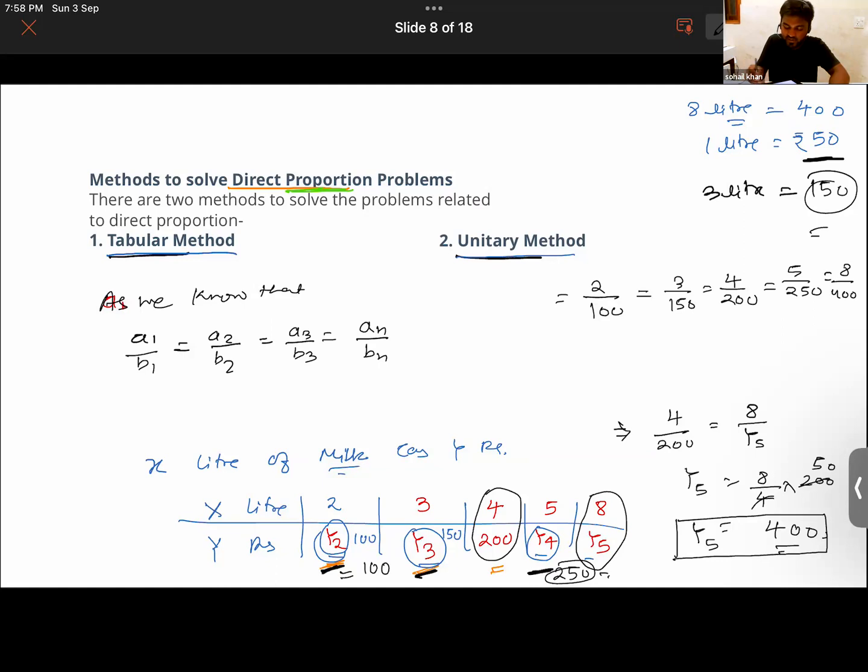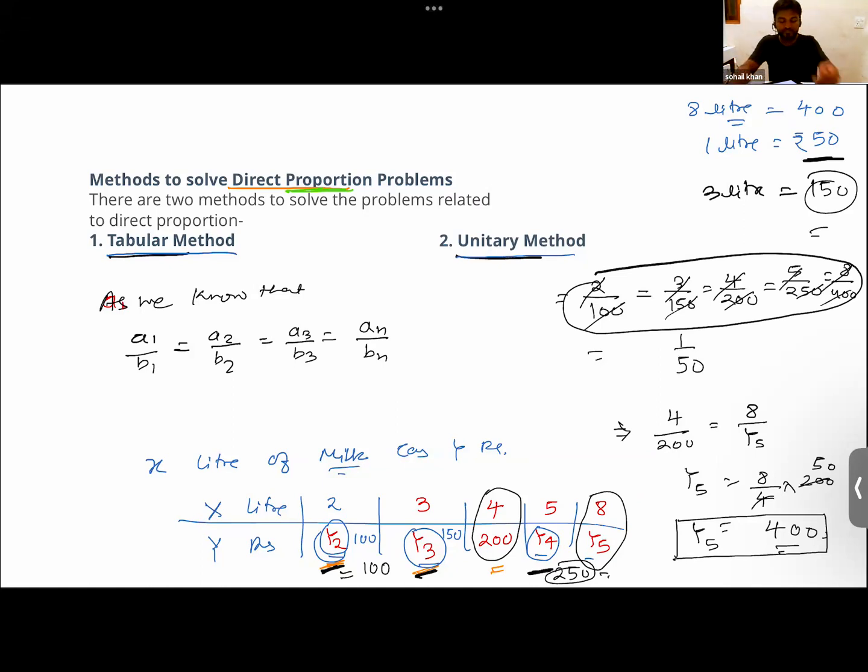So what is the common thing we are getting here, guys? The denominators are multiples of 50. If you cancel them out, all the values will be 1 upon 50. So here you see that in the tabular method, you observe that ratios are in direct proportion as well, and they give you a constant value. Now let's move to the next method of solving direct proportion problems, that is the unitary method.